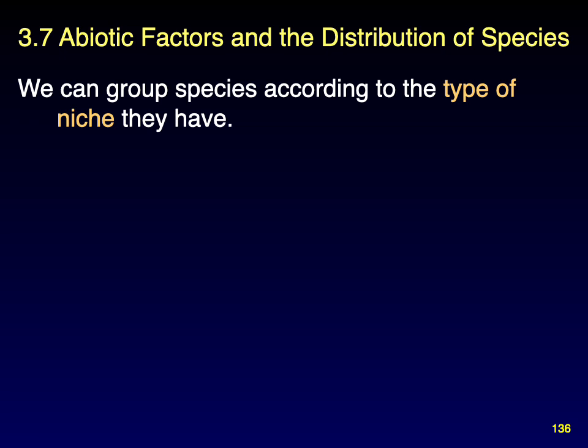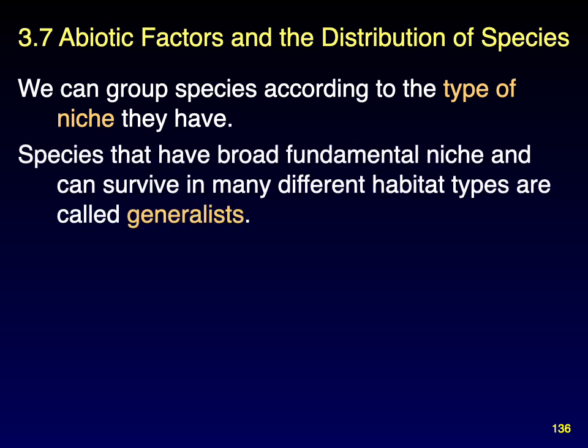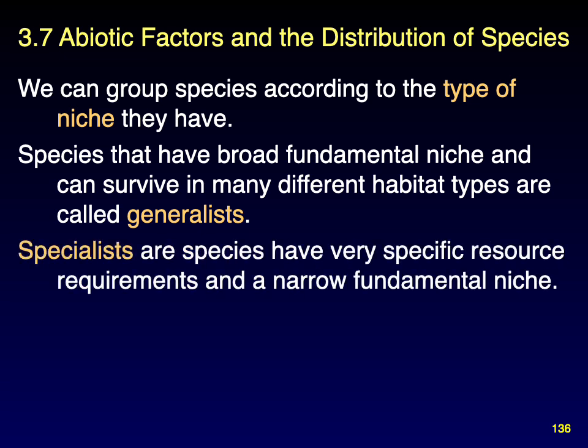Now, we can group species according to the type of niche they have. If their fundamental niche is quite broad and covers a large spatial area, then we can call these species generalists. If they have particular requirements in their fundamental niche, and it's very narrow, there's only a small area of the planet where these conditions occur, we call these specialists.